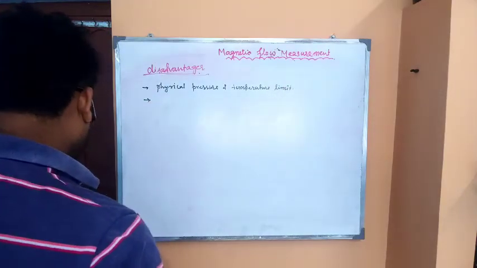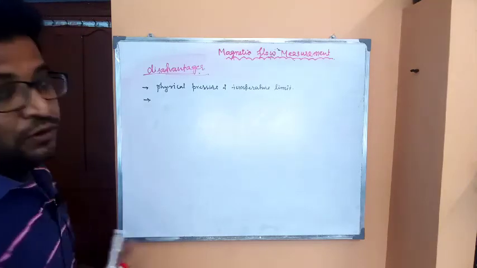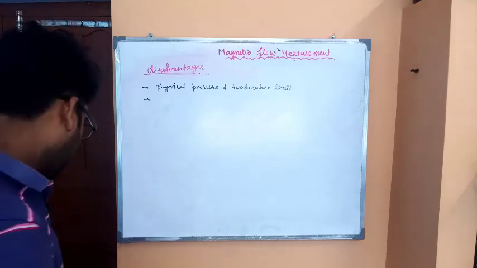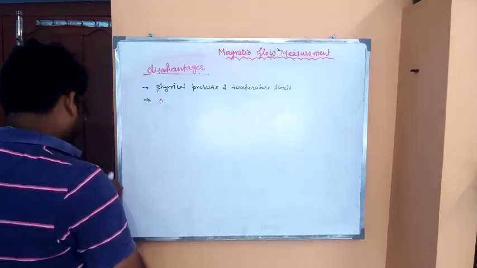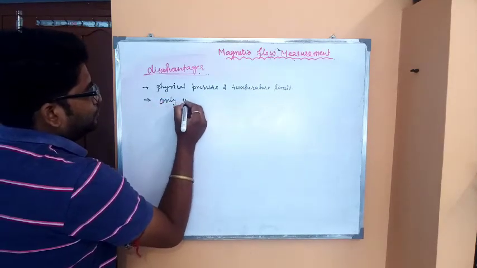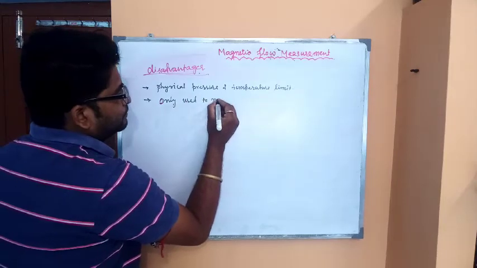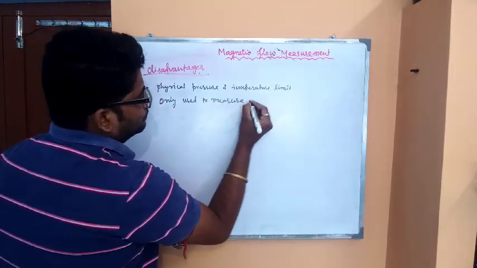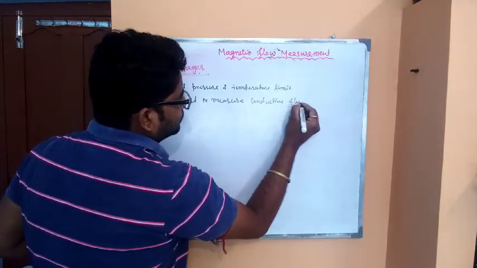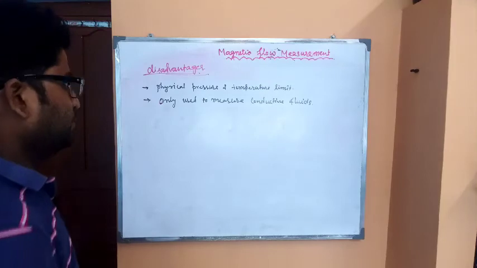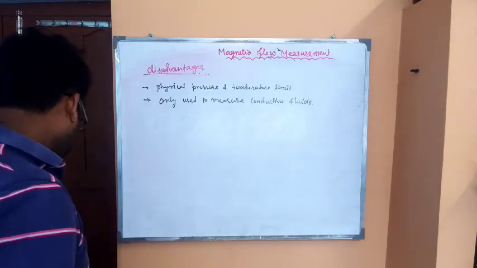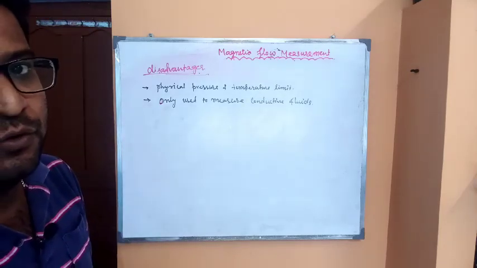Next disadvantage is it is only applicable to measure conductive fluids. Okay, so these are the disadvantages of electromagnetic flow meter. So that's all about the magnetic flow measurement.